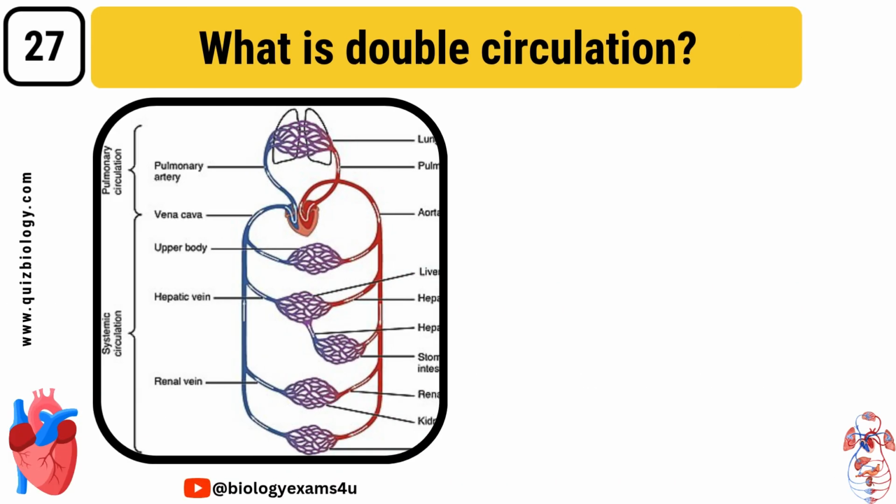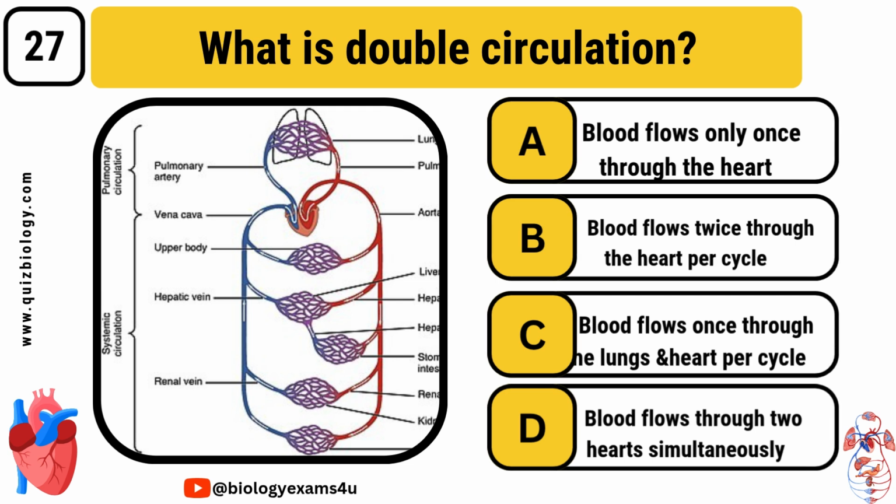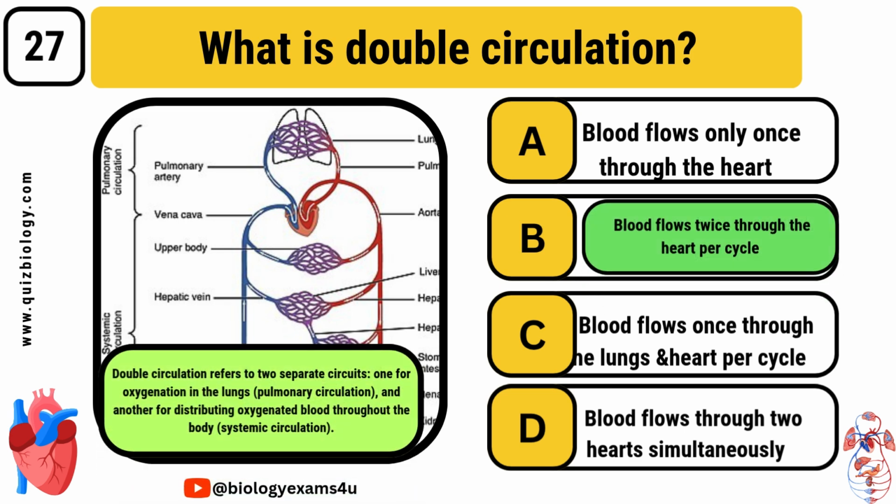What is double circulation? Blood flows only once through the heart. Blood flows twice through the heart per cycle. Blood flows once through the lungs and heart per cycle. Blood flows through two hearts simultaneously. Double circulation refers to two separate circuit units, one for oxygenation in the lungs and another for distributing oxygenated blood to the body.